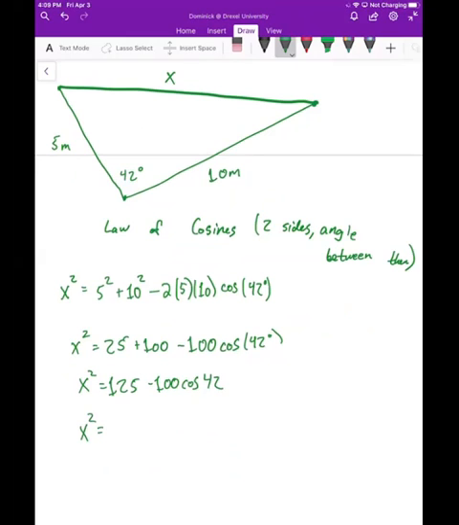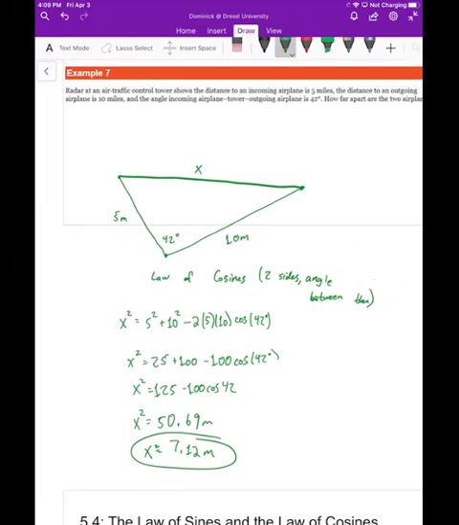If I do 125 minus 100 times cosine of 42, I get that x squared is roughly 50.69, and this is in miles. And then if I take the square root of 50.69, I get that x is roughly 7.12 miles. So by this, we could say that the planes are roughly 7.12 miles apart.